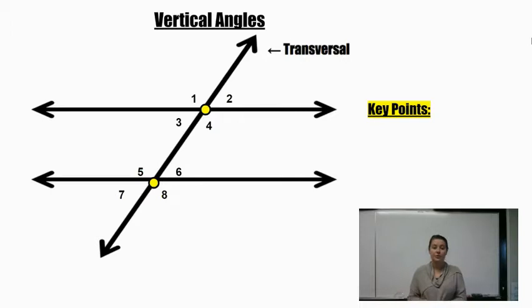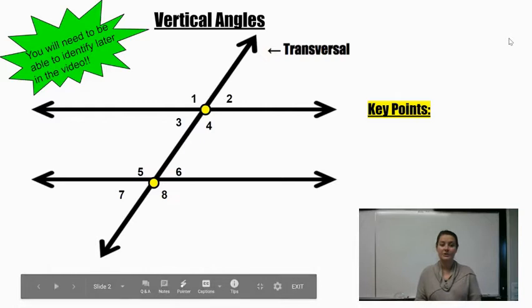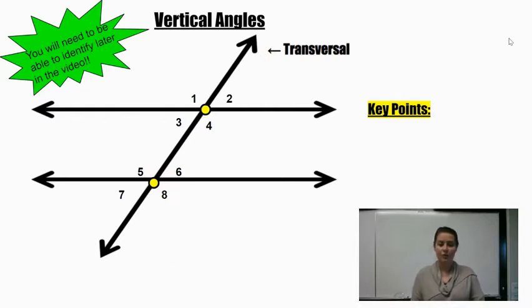Okay, we're going to start with vertical angles. A couple things: this will look the same on almost every slide. I have all of these angles numbered, so when I ask you to identify, you will be giving me the angle number, okay? There's 1, 2, 3, and 4 around your first point of intersection, and 5, 6, 7, and 8 around the second point of intersection. And here's your transversal and your parallel lines, okay? Again, you will need to be able to identify vertical angles later in the video, so be paying attention.